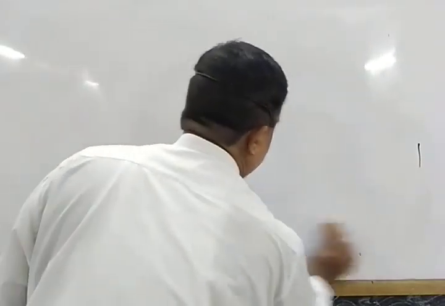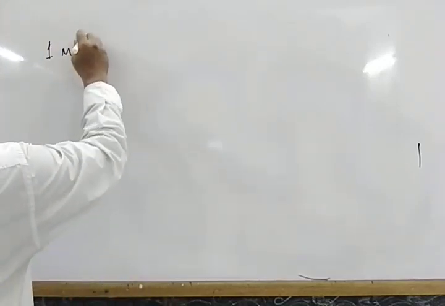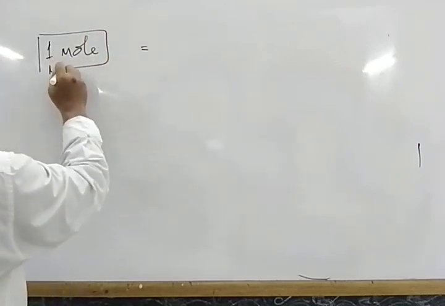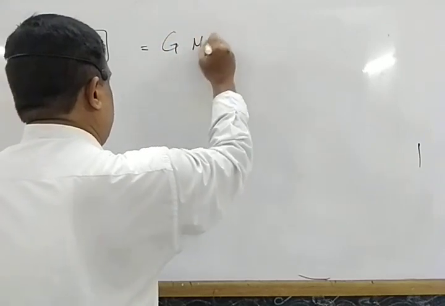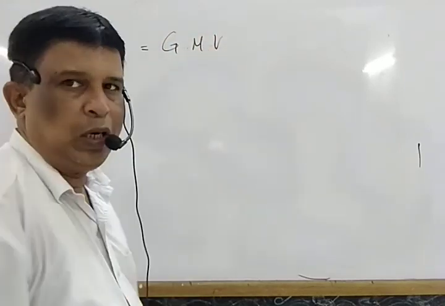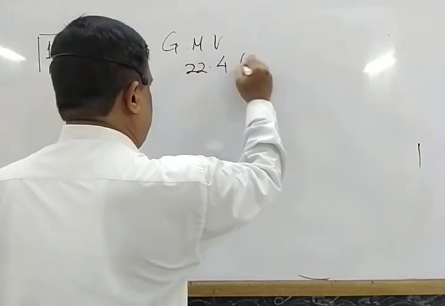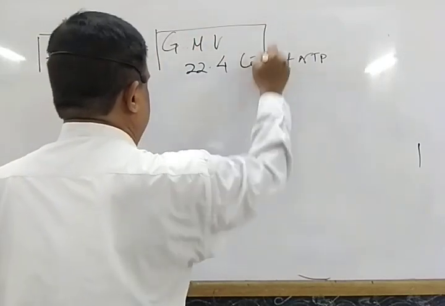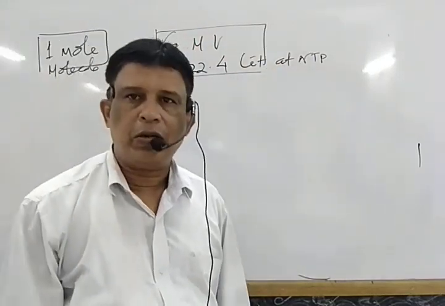Now we transfer to the relationship between 1 mole of a molecule and gram molecular volume. We know that gram molecular volume at NTP is 22.4 liter. This is the relationship. So by this relationship, let us deduce one statement.